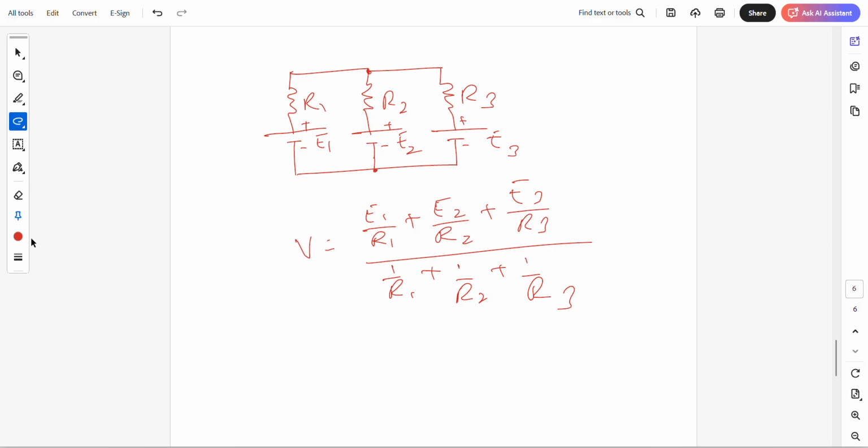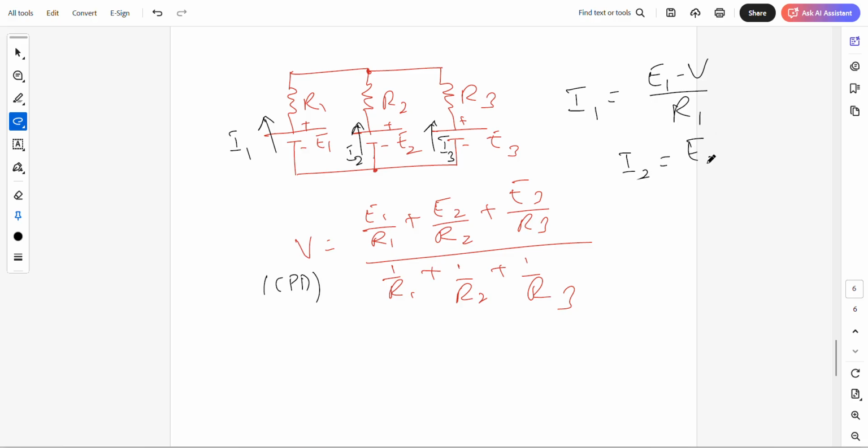Now how to calculate the current? Assume this current is I1, this is I2 and this is I3. We came to know the common potential difference, called CPD. How to calculate I1? I1 is equal to E1 minus V by R1. I2 is equal to E2 minus V by R2, and I3 is equal to E3 minus V by R3. If the polarity changes, for example, if this is minus here and plus there, it becomes minus here. The same thing will be here: minus E2 minus V by R2.